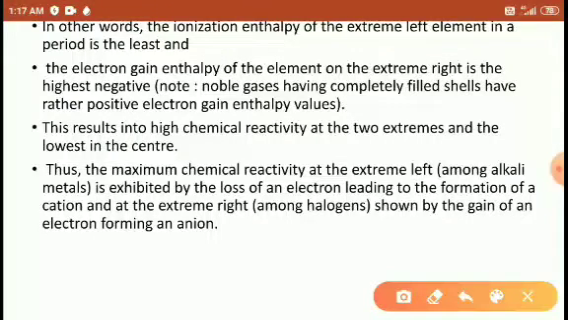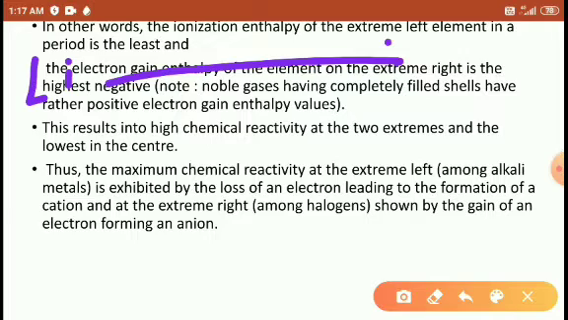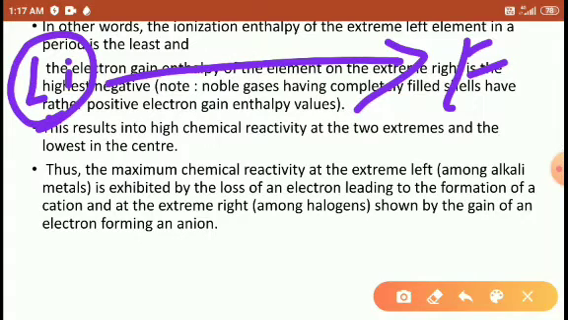So ionization enthalpy at the extreme left of the period is least. When we move from lithium to fluorine, on the left side of the elements the ionization enthalpy is very low. Again, ionization enthalpy is lower at the bottom of a group as compared to the top.